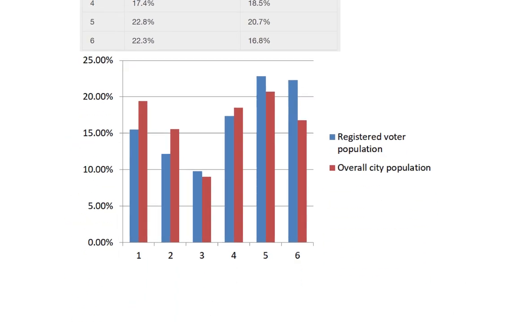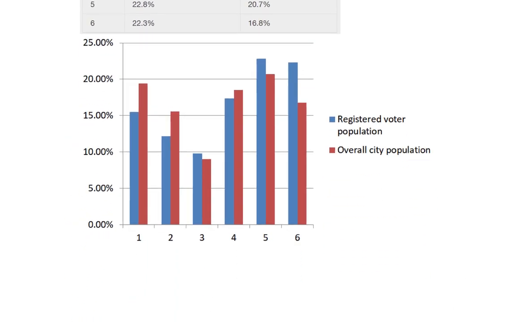So what's really interesting is that there are more people registered than there are in that city. But that doesn't mean that there's voter fraud. That just could mean that the district includes non-city populations.